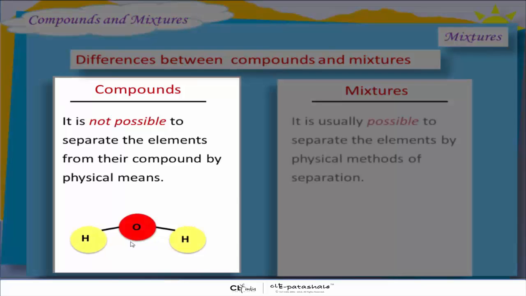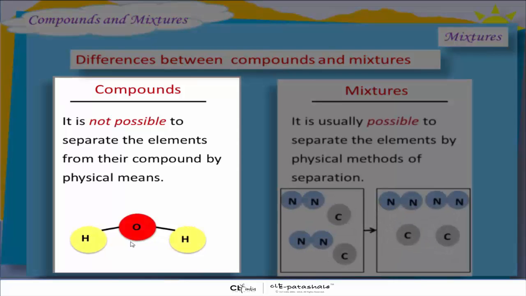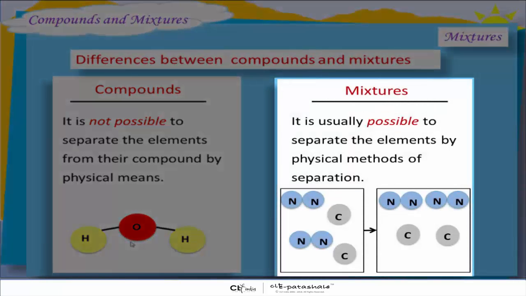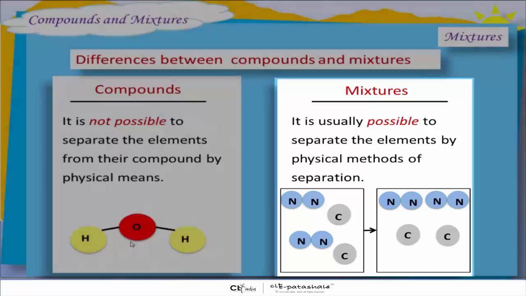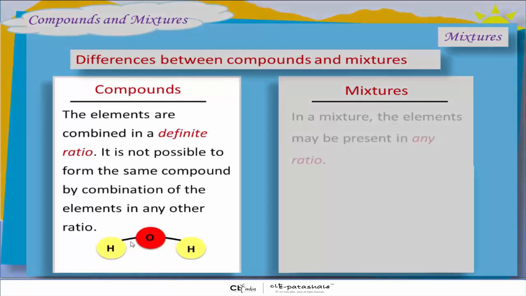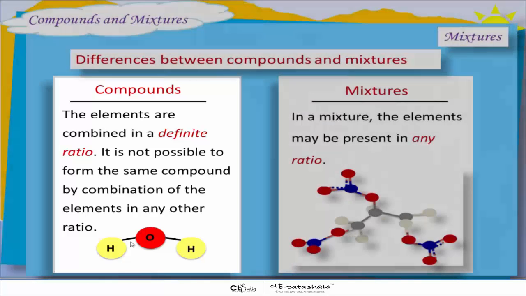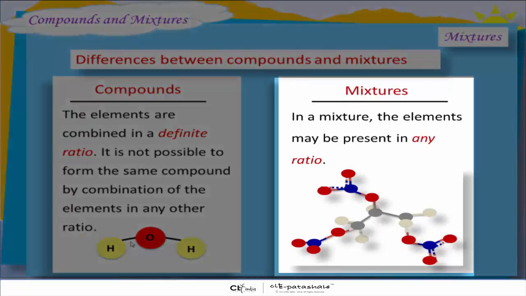It is not possible to separate the elements from their compound by physical means, but it is usually possible to separate the elements by physical methods of separation in case of mixtures. In a compound, elements are combined in a definite ratio. It is not possible to form the same compound by combination of the elements in any other ratio, whereas in a mixture, the elements may be present in any ratio.